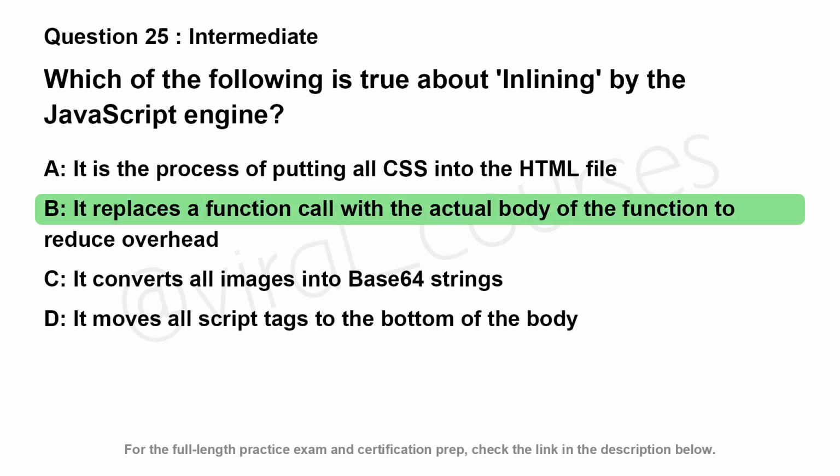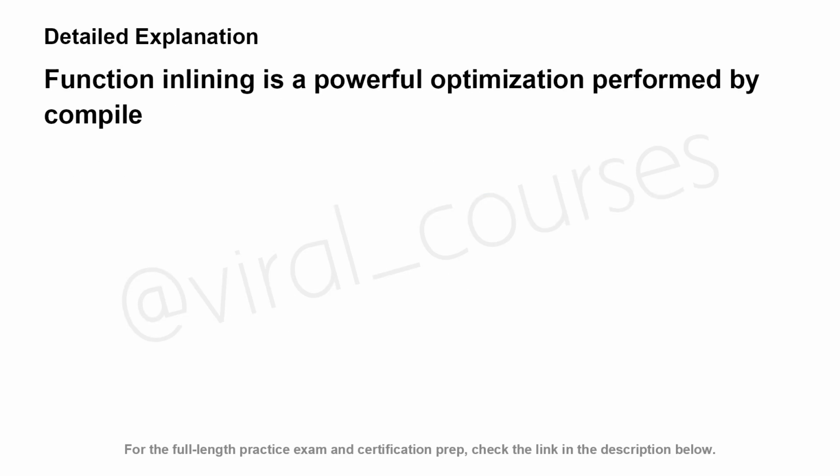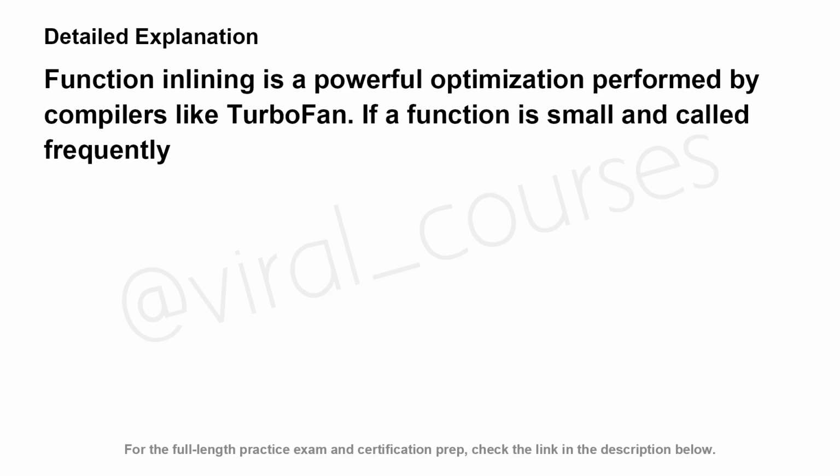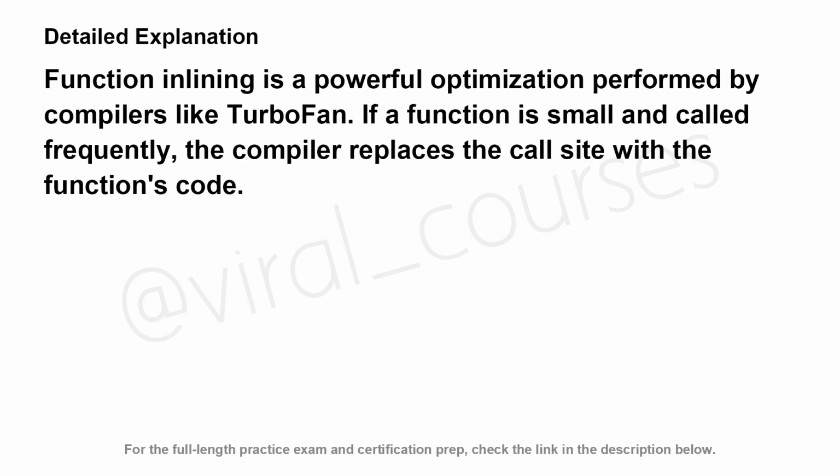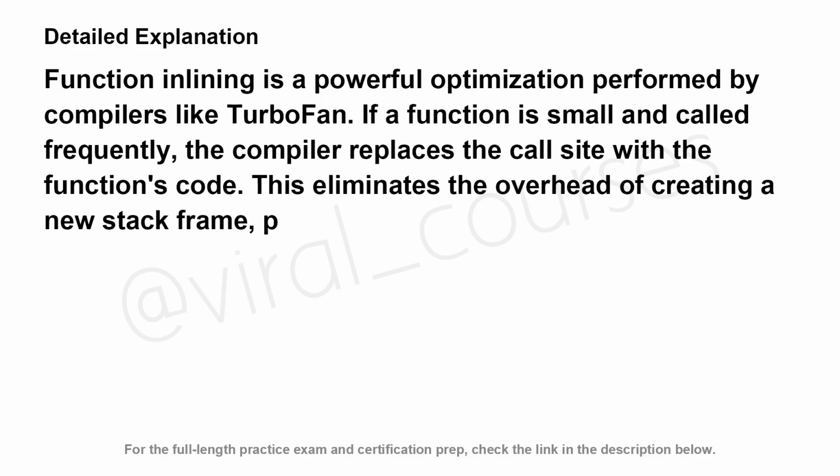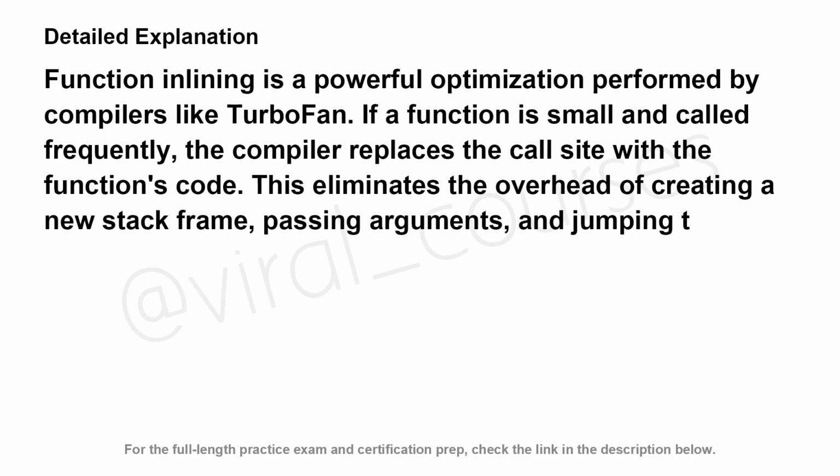The correct answer is B. Function inlining is a powerful optimization performed by compilers like Turbofan. If a function is small and called frequently, the compiler replaces the call site with the function's code. This eliminates the overhead of creating a new stack frame, passing arguments, and jumping to a different memory address.